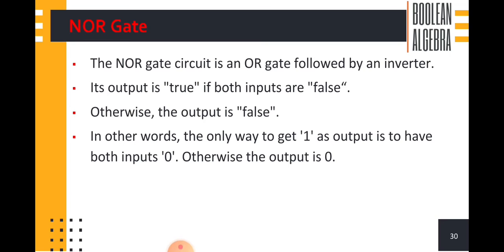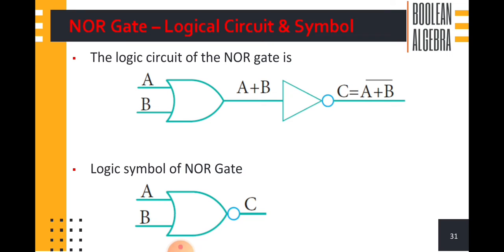Okay, so we can also specify the output. The only way to get 1 as output is to have both inputs 0. Otherwise, the output is 0. That is, when both the inputs are false, we get the output as true. Otherwise, the output is 0. Okay. So now you can see the logic symbol and circuit for the NOR gate.